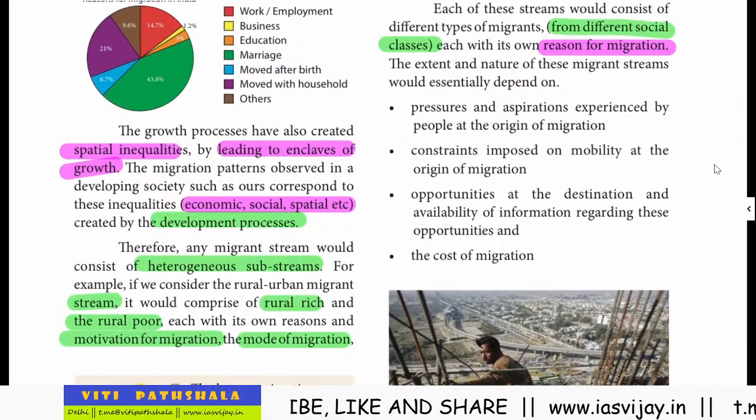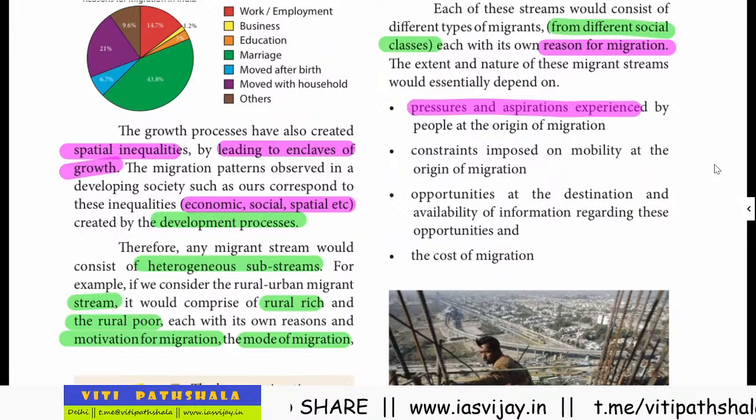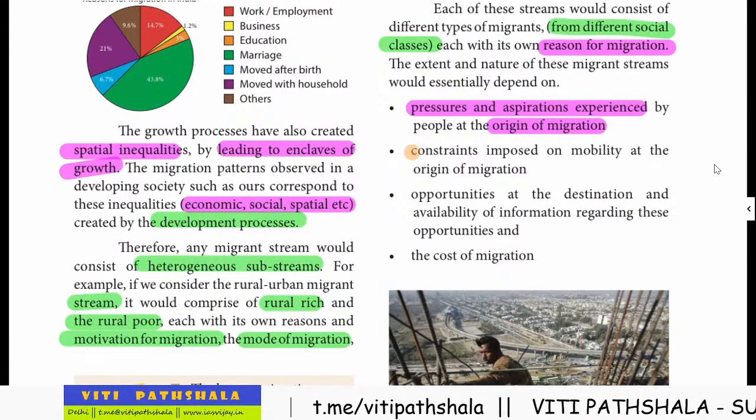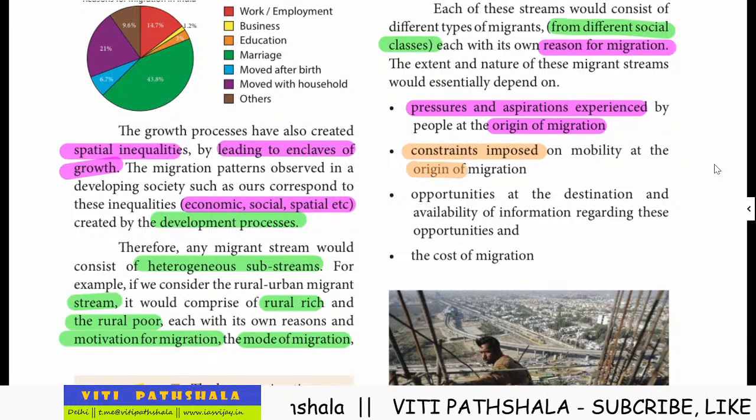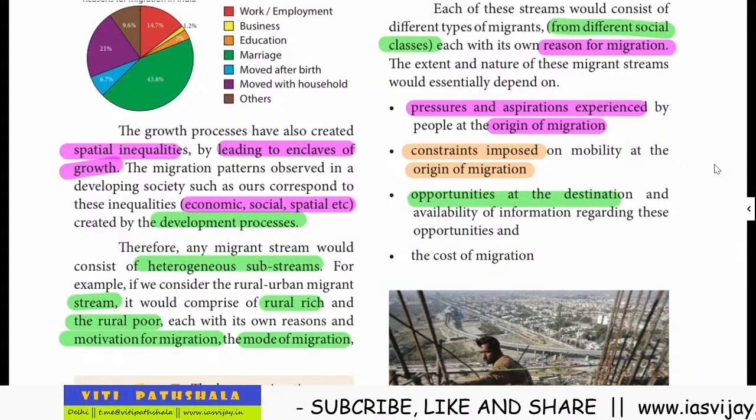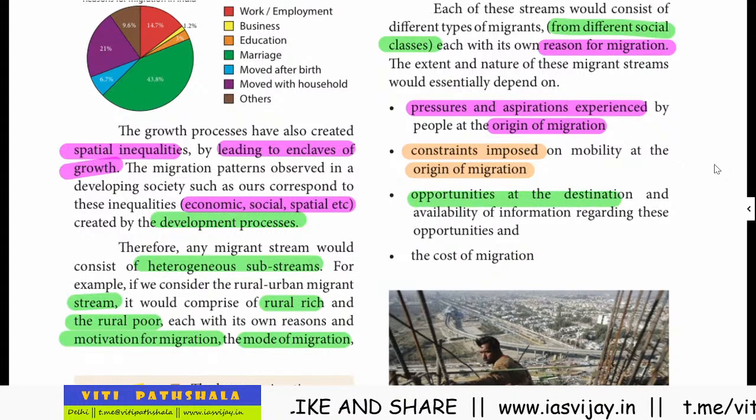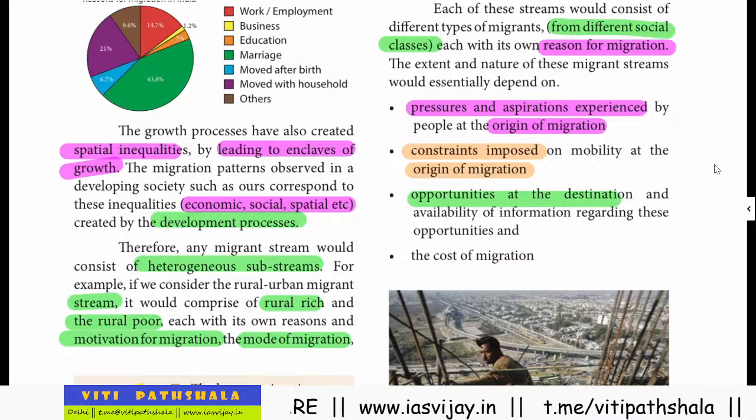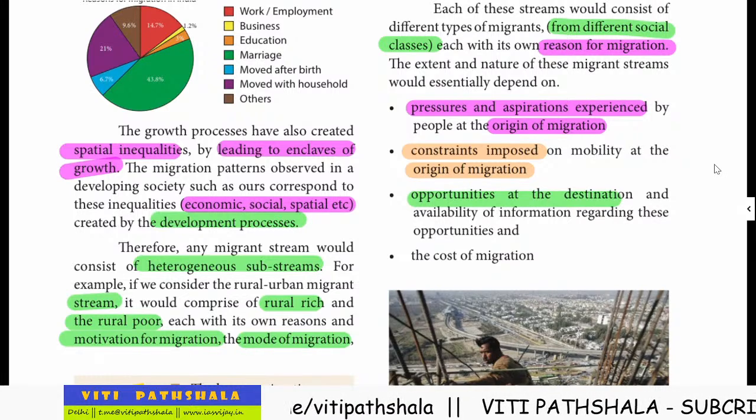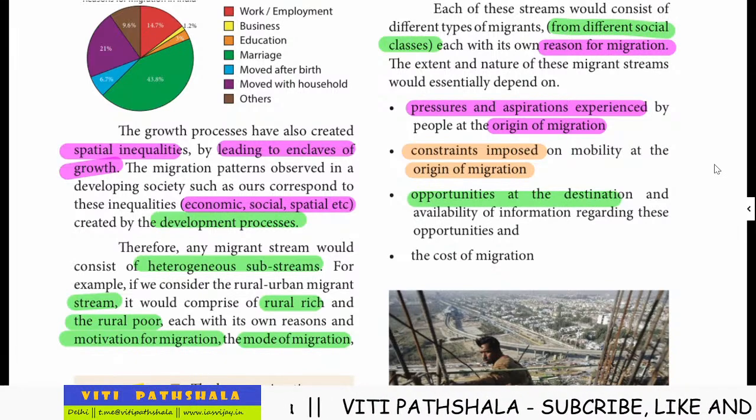So, what does it depend on? Pressure and the aspirations experienced by the people at the origin of the migration. Then the constraints imposed on the mobility at the origin of the migration. Then opportunity at the destination and the availability of information. So you will see that the people will migrate more towards Bangalore, Chennai, Mumbai, Kolkata, and Delhi. And the cost of the migration.